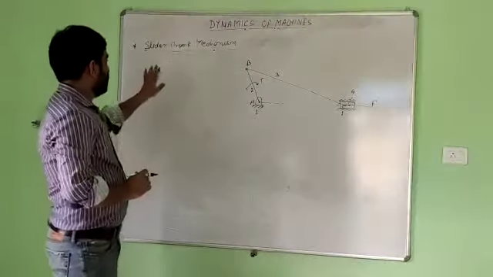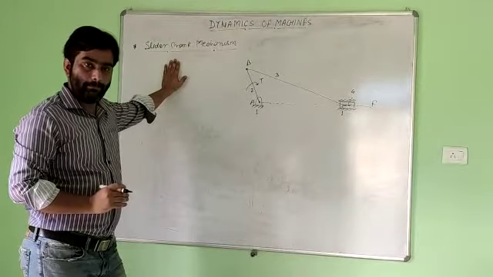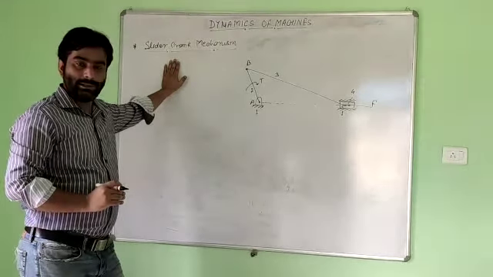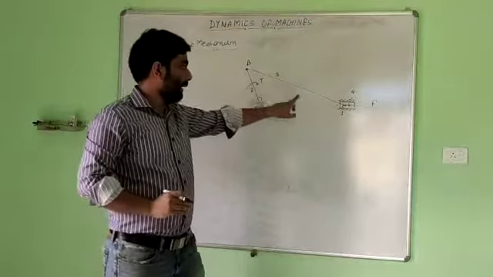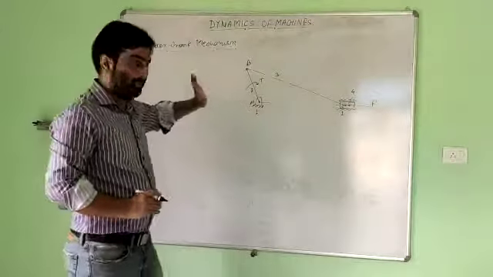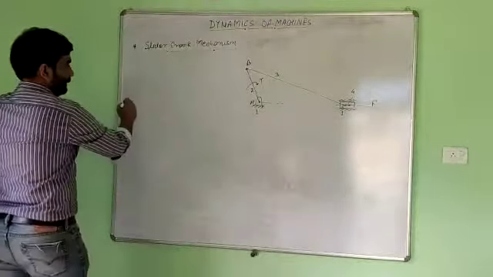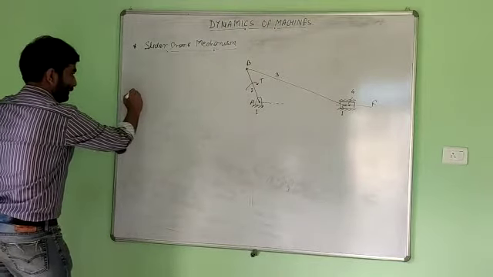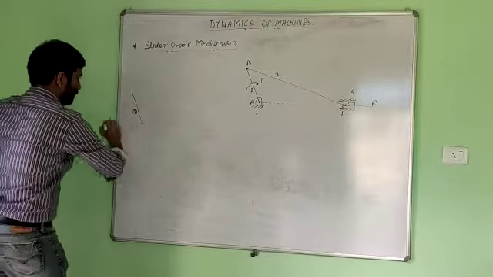Now if the slider crank mechanism is in static equilibrium, then we have to draw the free body diagram of each and every element: element 2, element 3, and element 4. First of all, we will draw each element. Let's say this one is element 2.